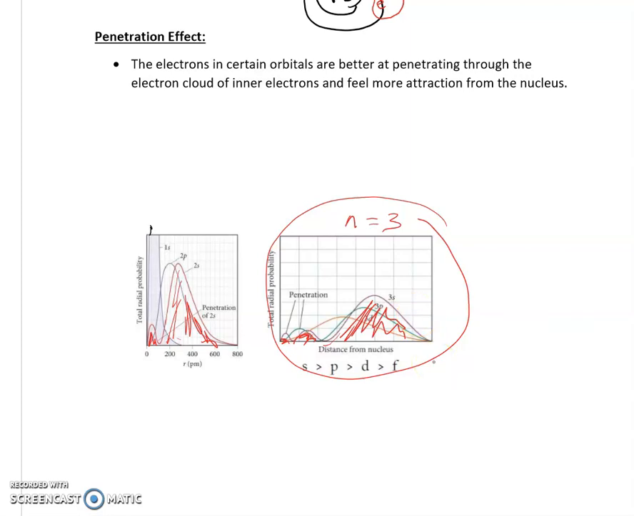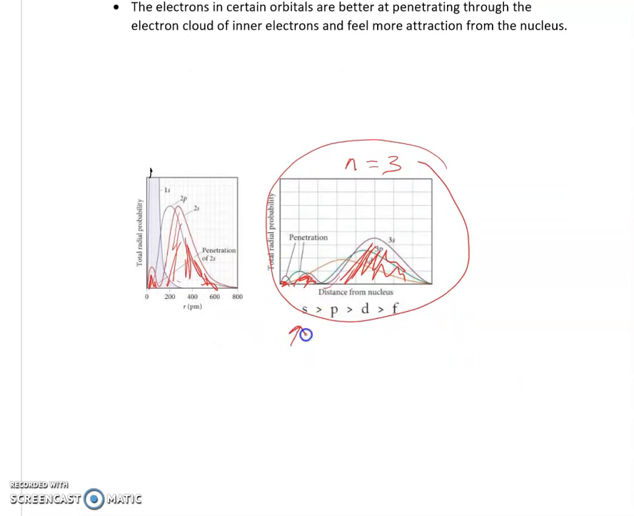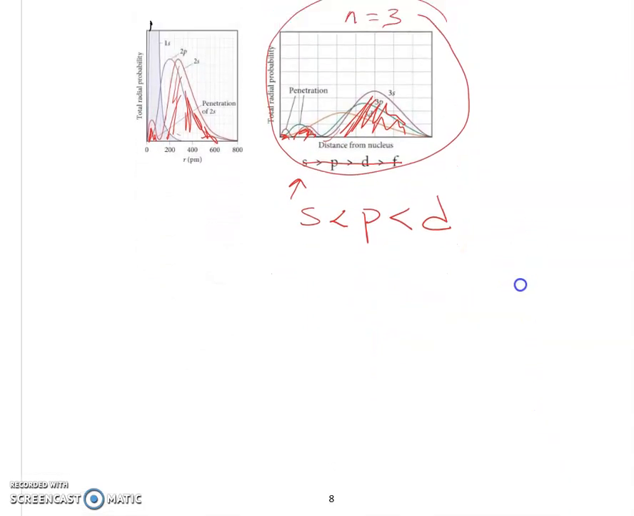Now, why is this important? This accounts for the ordering of our sublevels. So here our s has a lower energy than our p, which is lower than our d. Now, again, this is important because of penetration. Our sublevels in the principal energy level n equals 3 are not degenerate. They don't have the same energies. Okay, so I hope that makes sense.